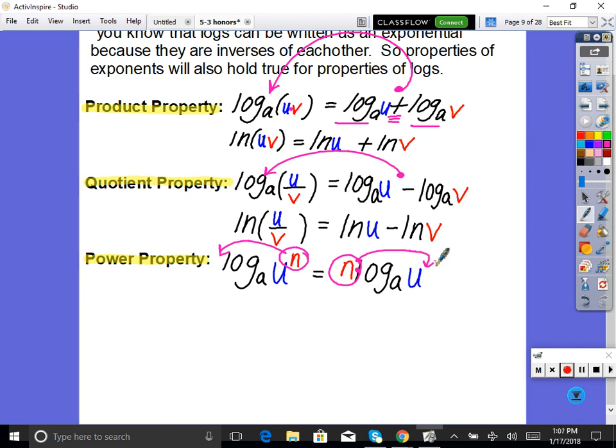Log of n. No. Nope. Its exponents are different. It's its own property. It's multiplied in front.